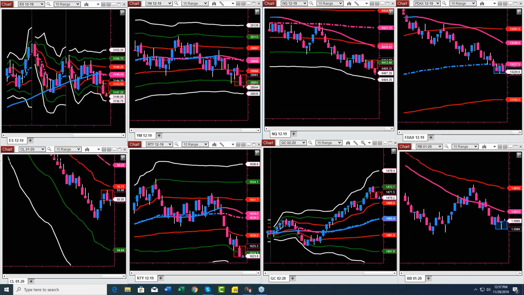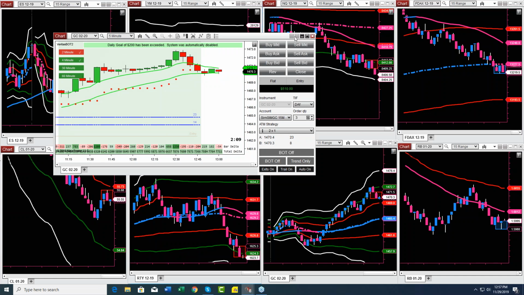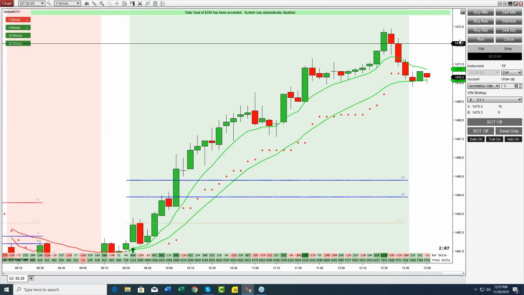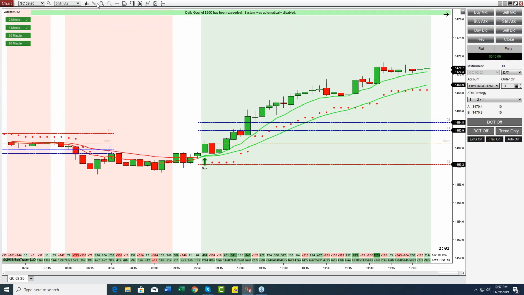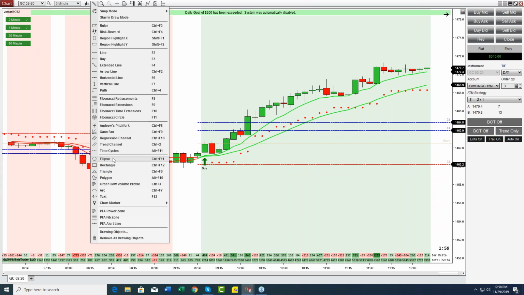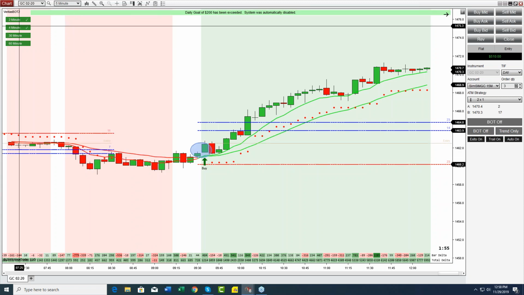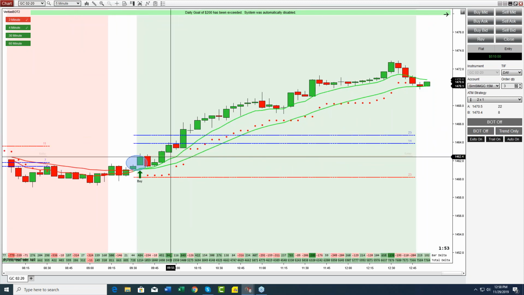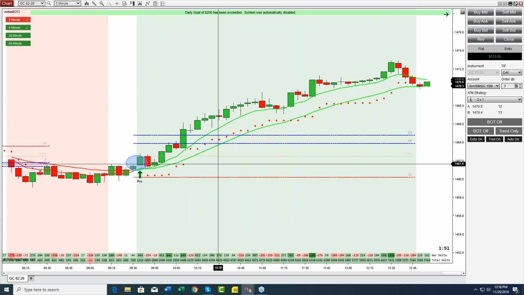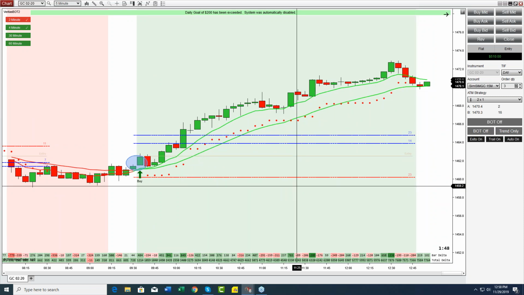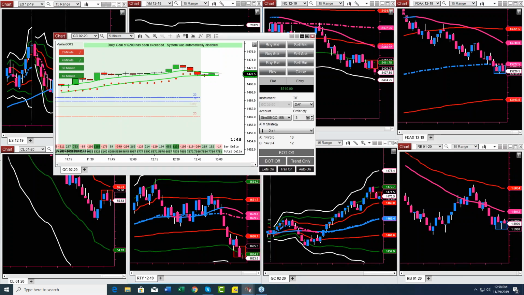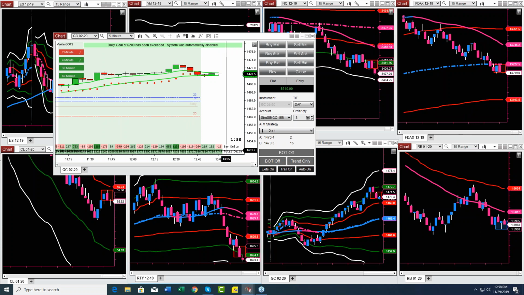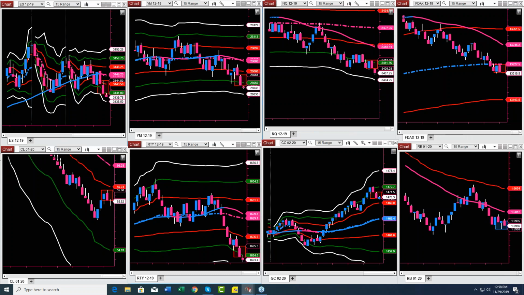I'll show you gold. Here's gold on a 5-minute. Now remember, I said I watch different charts of the same instrument. Gold had one trade today on a 5-minute chart, trading against a 2 and a 4-minute time frame. One trade today for $510. Pretty nice little trade. That's the 5-minute.